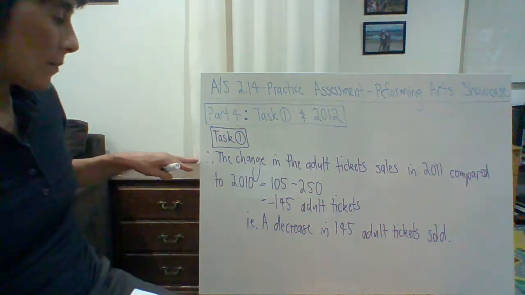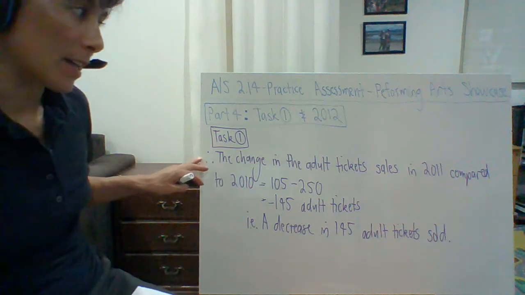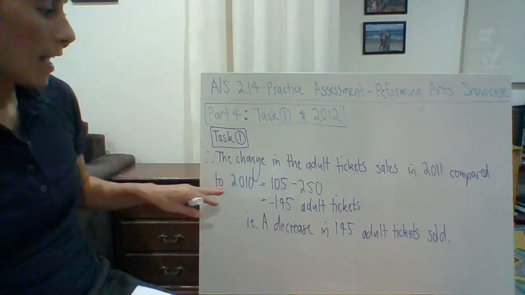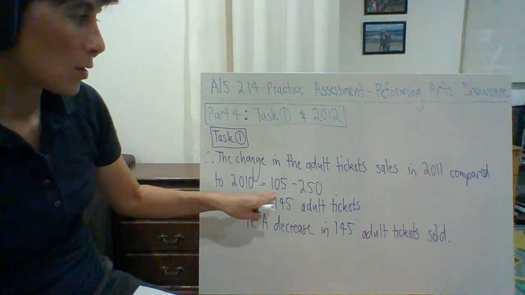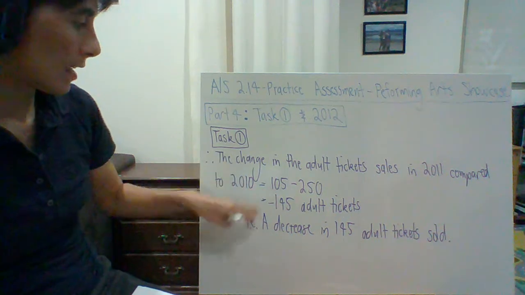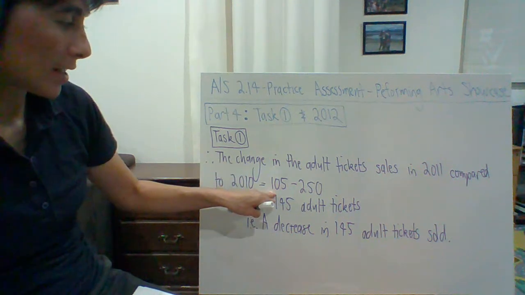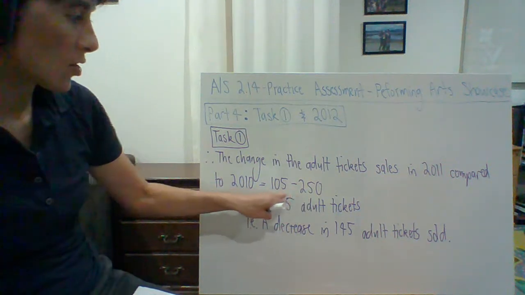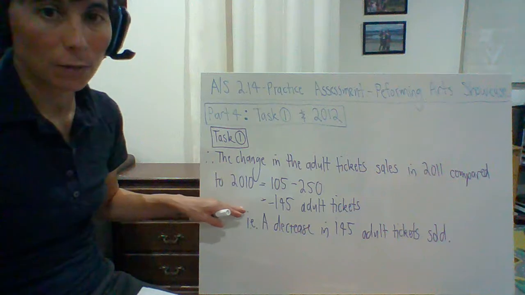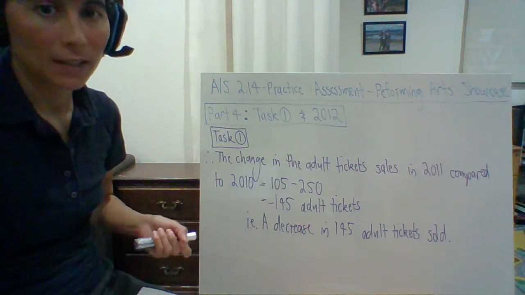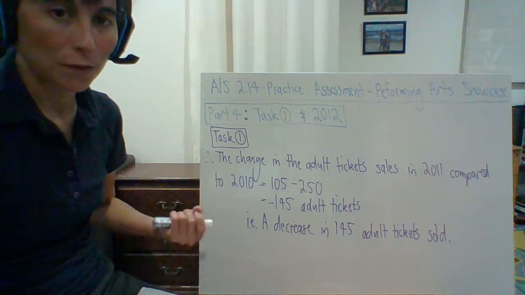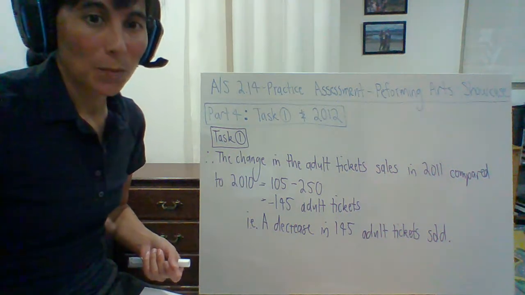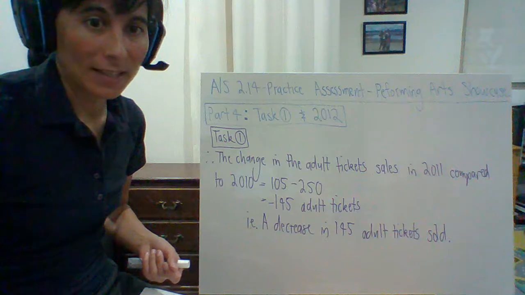So what we've worked out is that the change in the adult ticket sales in 2011 compared to 2010 must be, so in 2011, the later year, 105 adult ticket sales, whereas in 2010 we had 250. So the change in those numbers is a decrease of 145 adult tickets. So fewer tickets were sold that year. Now we'll go on to 2012.